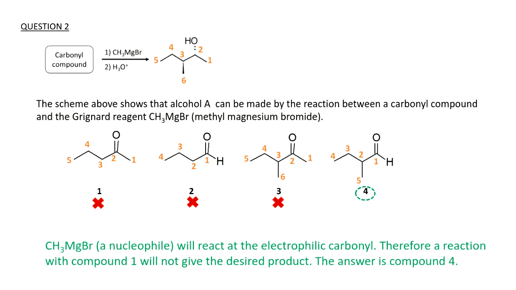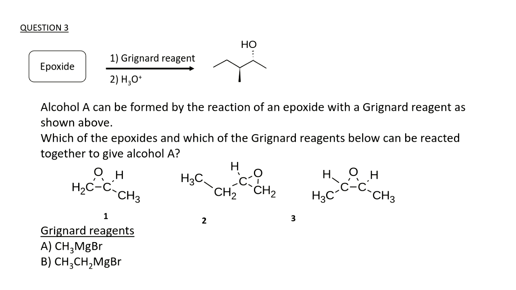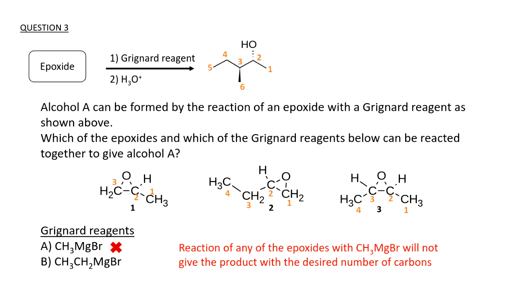All right, so let's move on to the next question. This time we're making the same alcohol, and for this question we're using epoxide. Here you're given 2 options for the Grignard reagent to decide which one will give you a product, and you're given 3 epoxides to determine which of them will give the desired product. So again, same strategy, we number our product and we number our reactants.